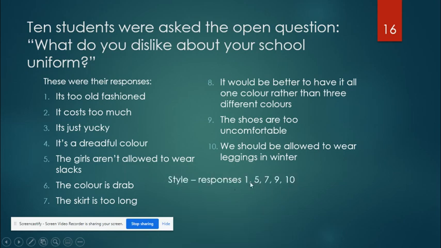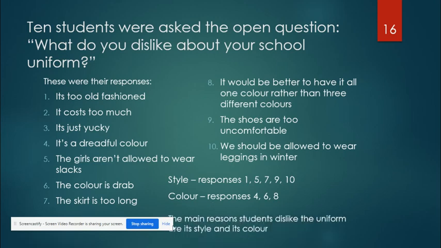So if we have a look, how many relate to style, how many relate to color? Style was 1, 5, 7, 9, 10. And then color was 4, 6, 8. The other ones we couldn't really do anything with. So therefore, we can answer the question by saying the main reasons the students didn't like the uniform were its style and its color. So we've answered that question. All right. I want you to answer a few more.